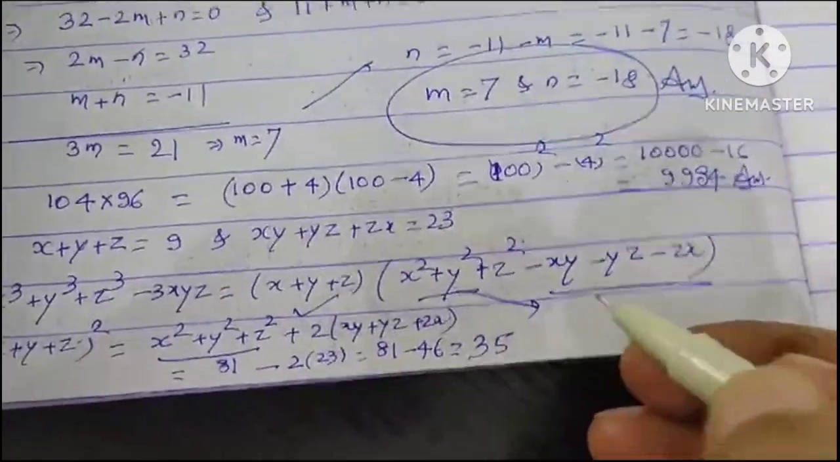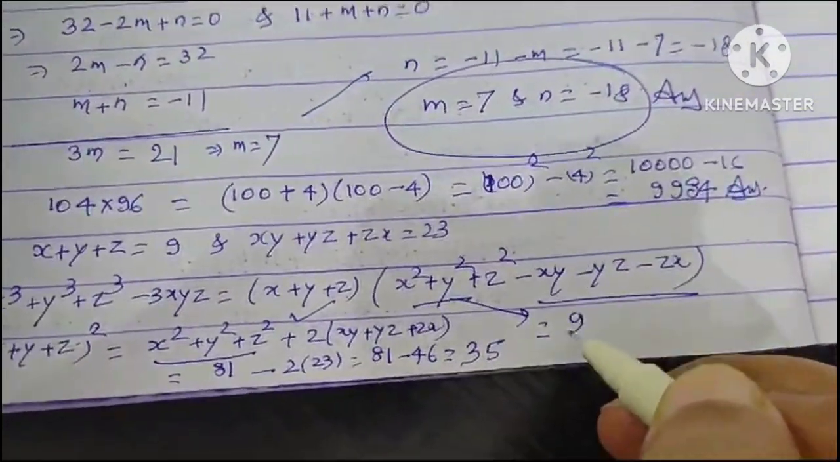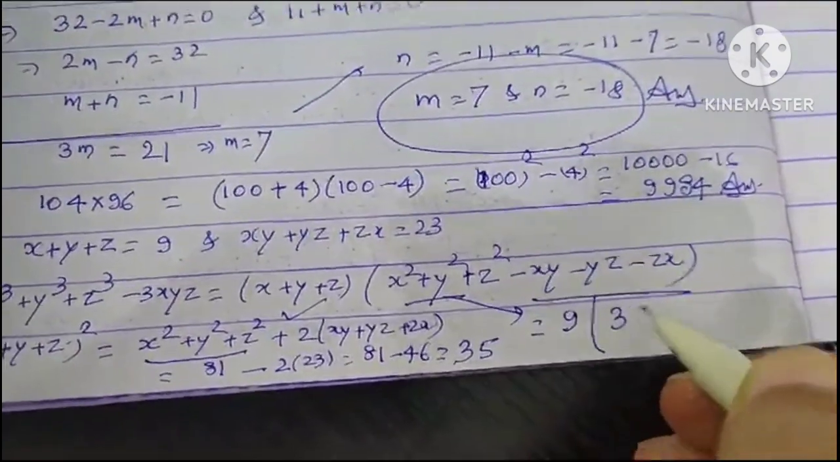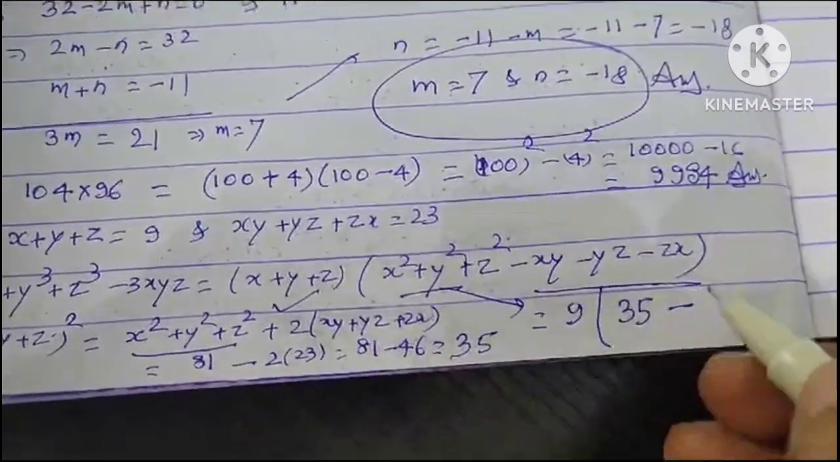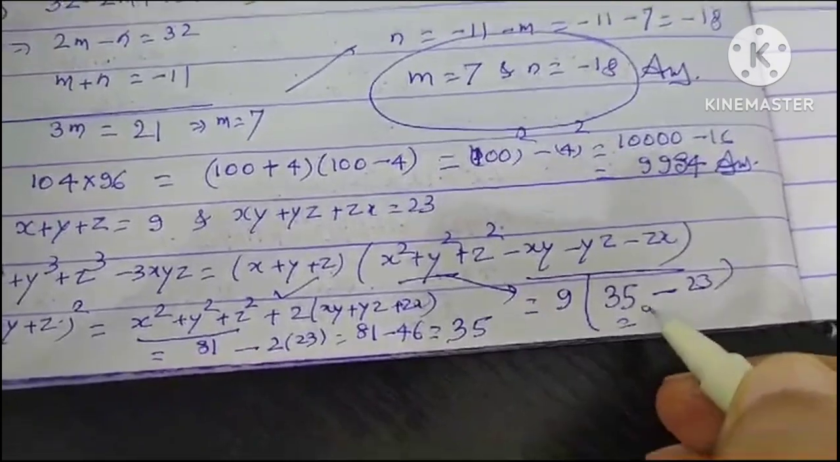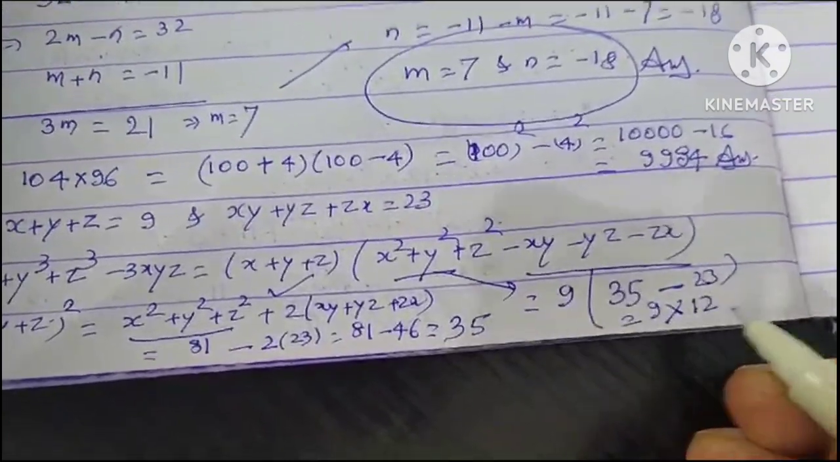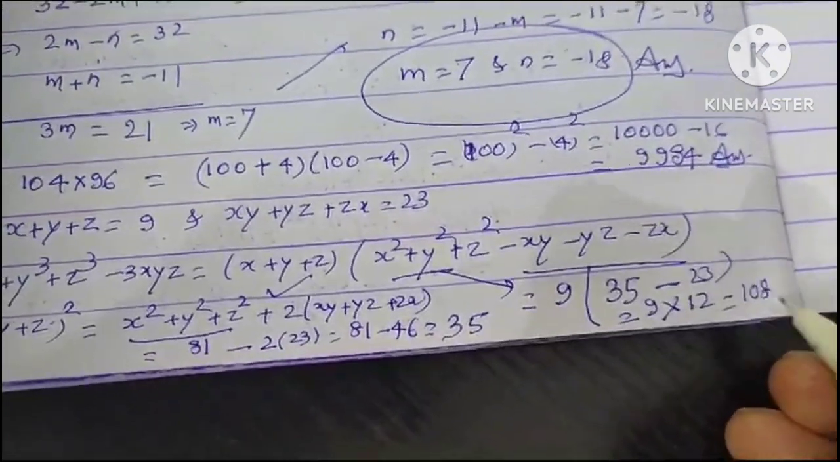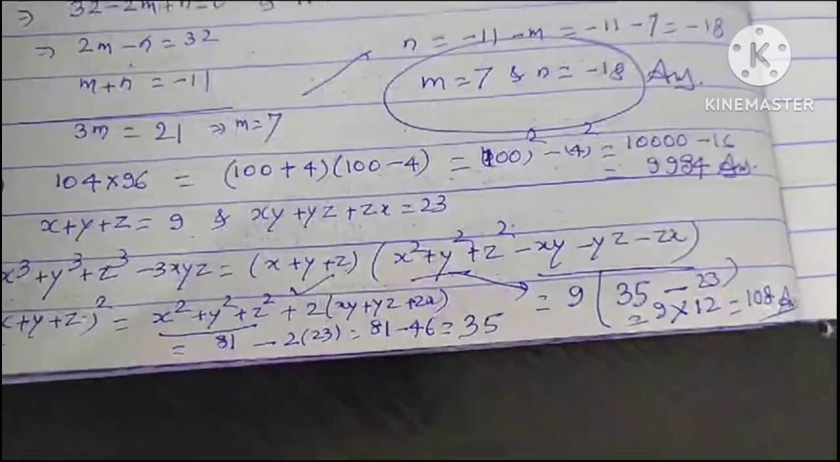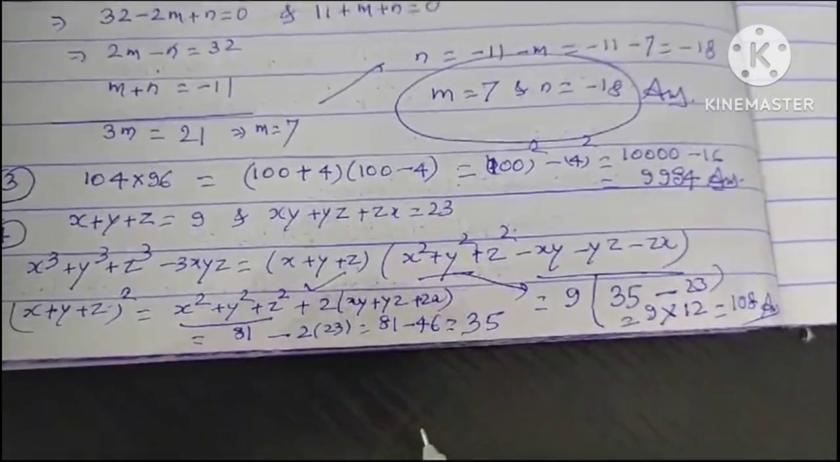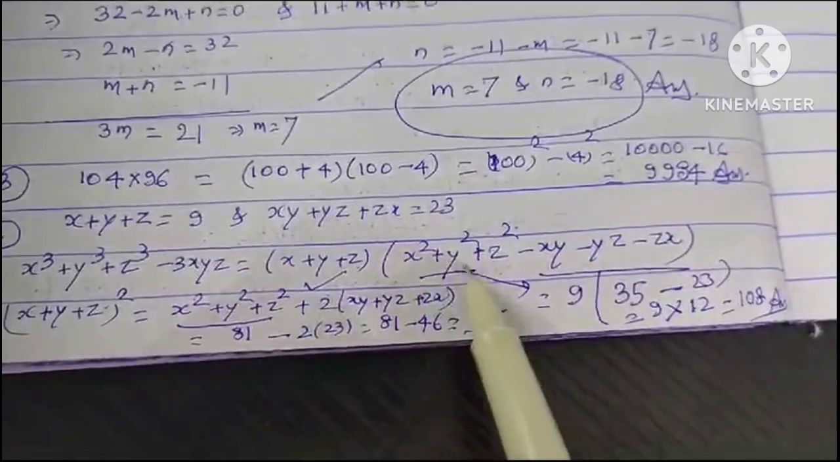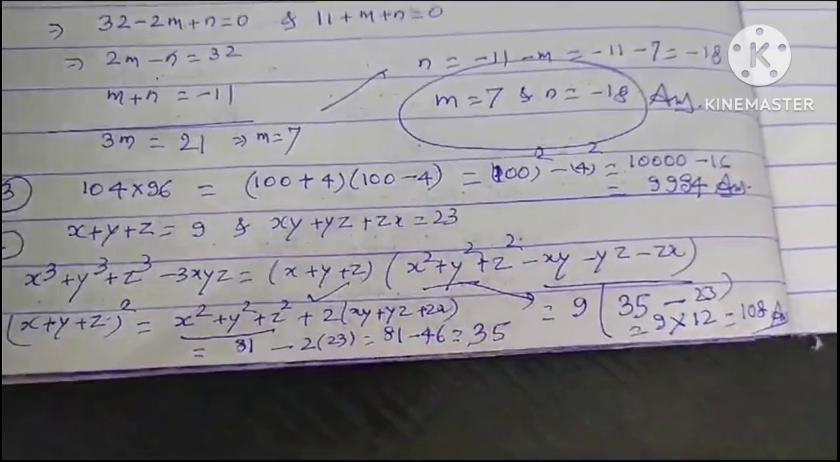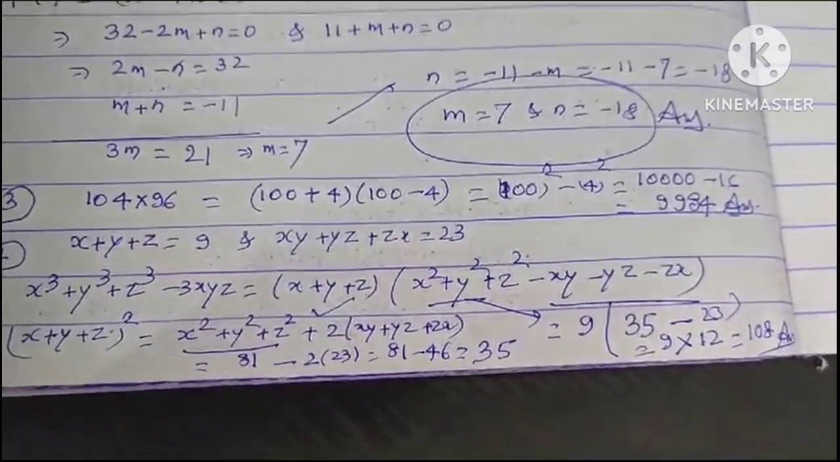Now we will put the values here. X plus y plus z is equal to 9, and here it is 35 minus 23, so it is 12. So 9 multiplied by 12, so 108 will be our answer. Okay, we had to find this one, we get it from this equation. I think it is clear.